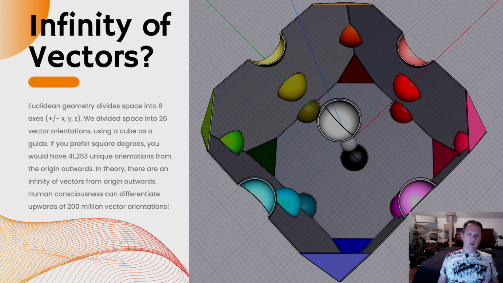So in reality, geometrically, there's an infinity of different vectors coming from the centroid outward towards the unit sphere. If you think of a unit sphere in terms of square degrees, there's 41,253 different orientations. The brain seems to be able to discern somewhere around 200 million different vector orientations. So we're talking planar orientation or just vector orientation. It's kind of the same thing. If you have a 3D vector orientation, you also have a planar orientation that's normal to that vector, and vice versa.